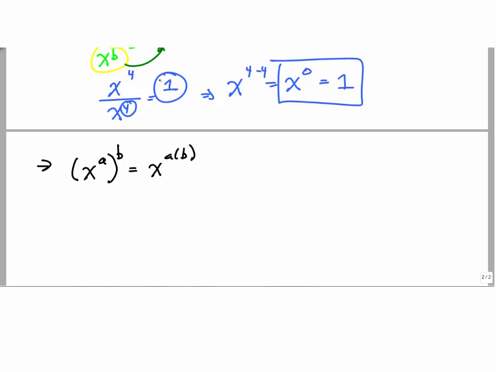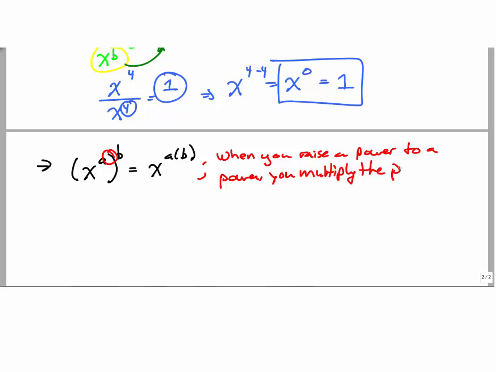Now the way I remember this is this parenthesis right here reminds me of multiplication, so that reminds me that when I raise a power to a power, I have to multiply the powers. So that's our rule. When you raise a power to a power, you multiply the powers.